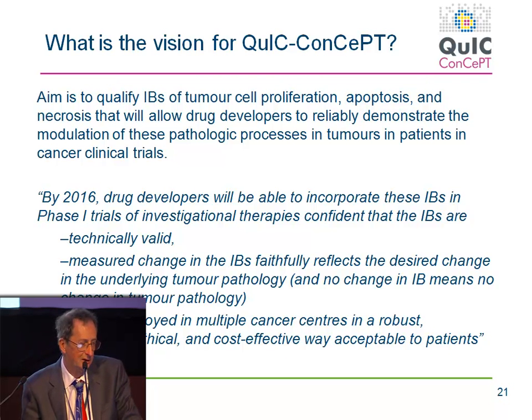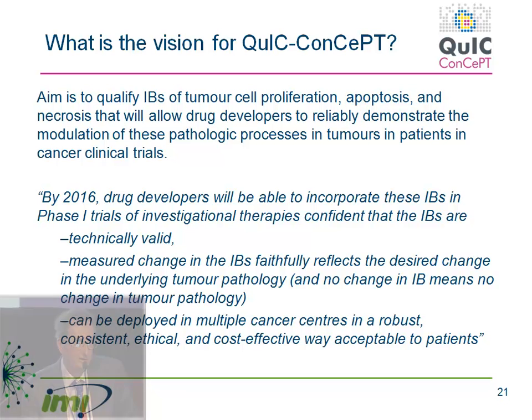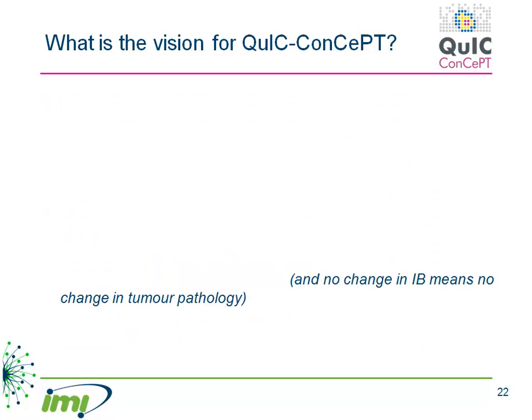So this is the elevator speech. By the end of the project, we can incorporate these imaging biomarkers into phase 1 and phase 2 trials of investigational therapies, knowing they're technically valid, that a change in the biomarker truly represents the underlying pathology, and that we can work multi-center and get comparable results in each center. Some of those things would probably be pretty obvious if you're working with a biospecimen biomarker. I'd particularly like to focus on this. No change in imaging biomarker means no change in tumor pathology, because there is a really nasty pitfall in biomarker use. It's a false negative trap.